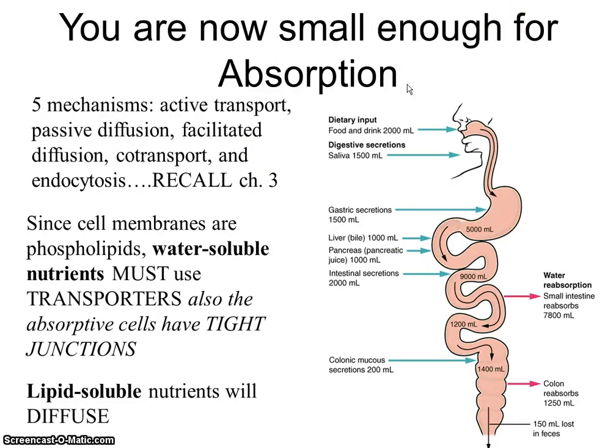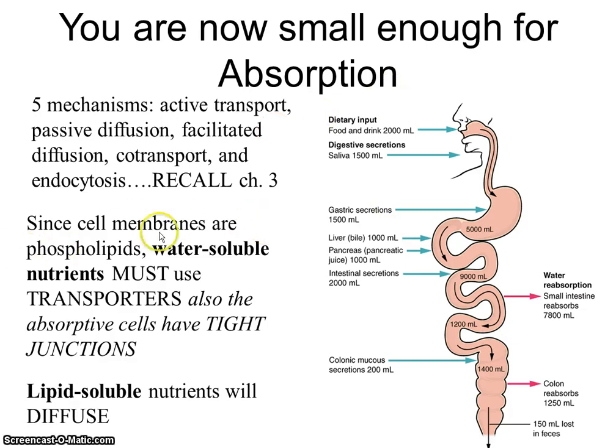You use the same transports that we first mentioned to you in A&P 1: active transport, passive diffusion, facilitated diffusion, co-transport, and even endocytosis, for really large things. And this, of course, walks you through all the volumes of fluids that have been dumped into your tract, and the fact that you have to recover these things in this process we call absorption.